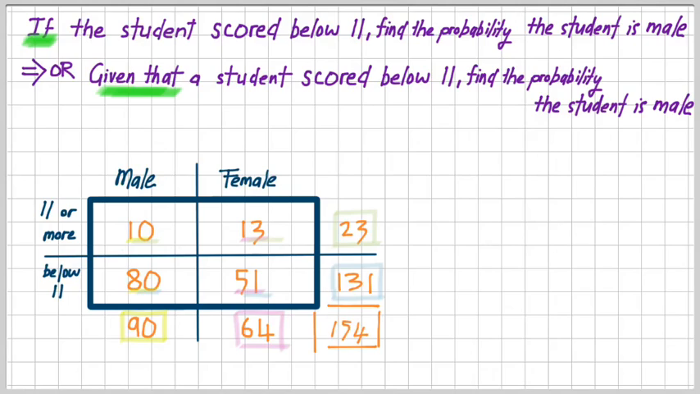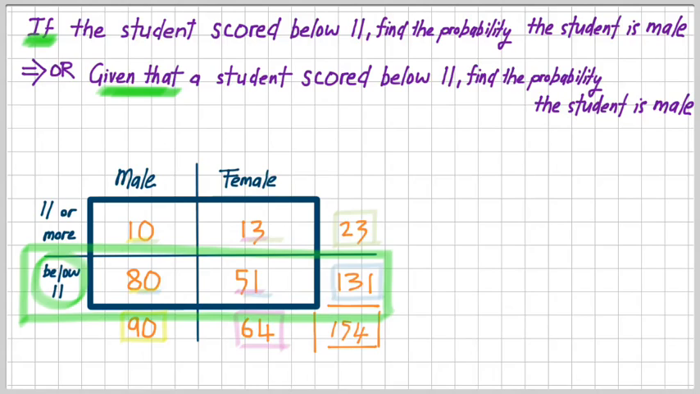So we're going to ask another question. This time, if the student scored below 11, find the probability the student is male. Or, given that a student scored below 11, find the probability the student is male. Now, these two sentences may look similar to what we did on the previous slide. However, subtle differences. So now we're looking at 11 or below only. So below 11, and I've blocked out that part of the table for us.